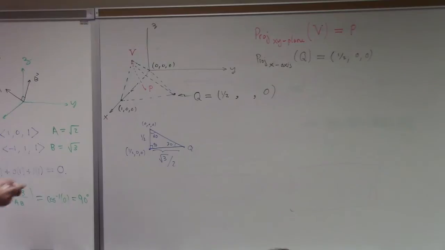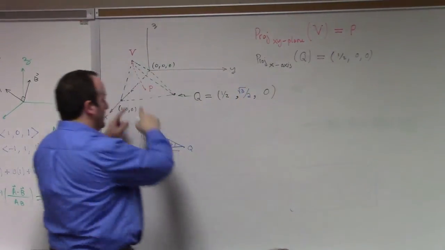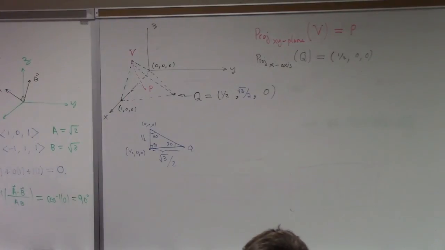So in other words, this is square root of 3 over 2, if you look at that triangle there. Now, if you don't know special triangles, of course, you can get out your calculator, do trigonometry, and figure that out. All right, so now we know the origin, we know (1, 0, 0), we know Q.